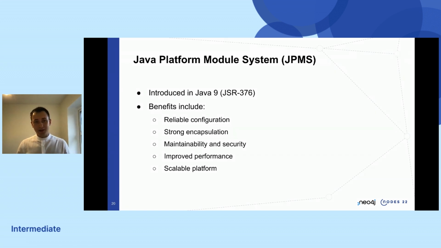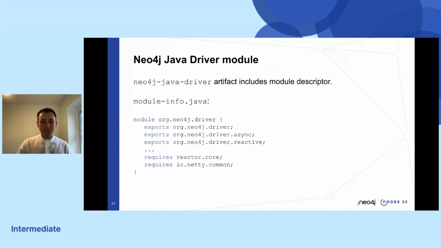Talking of Java, again, obviously you might know that Java 9 introduced Java Platform Module System, which is a very great addition to the Java ecosystem. It has many great benefits, like reliable configuration, strong encapsulation of modules, maintainability and security, improved performance because Java effectively can see that modules exist and can see where the classes reside. And then also it opens doors to a scalable platform for Java.